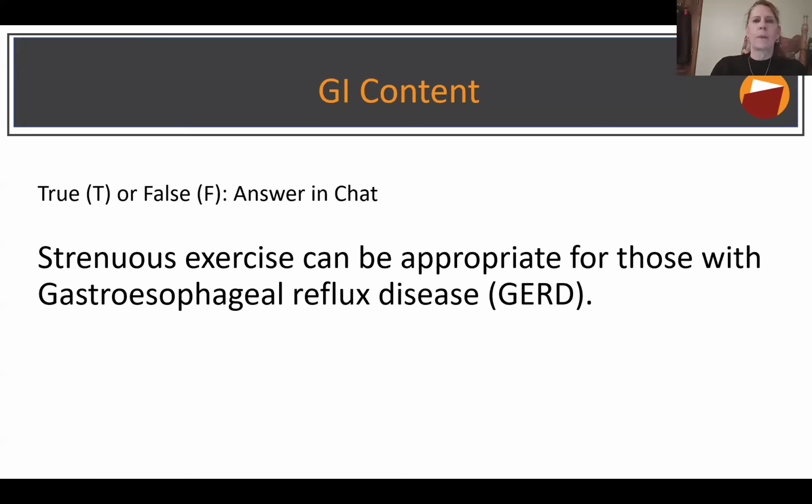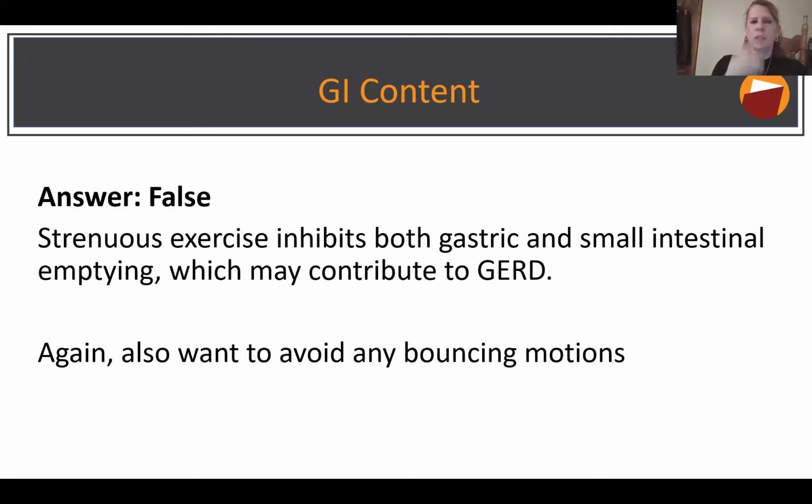Okay, I got people. I actually don't like this question now that I'm looking at it, because just saying they have GERD, yeah, they can go out and run and do all of those things. I guess it really depends on the amount of GERD that they have. So they do suggest that we are careful with strenuous exercise, and we avoid those bouncing motions. But I do believe this is for somebody who's really having major issues with GERD.